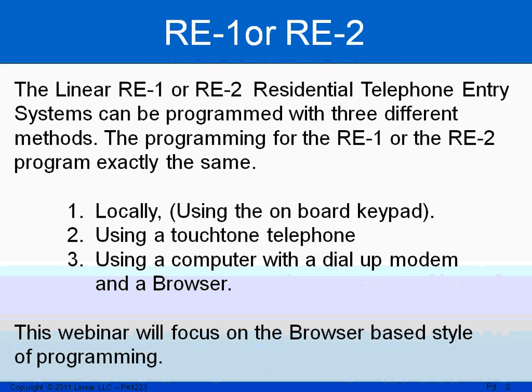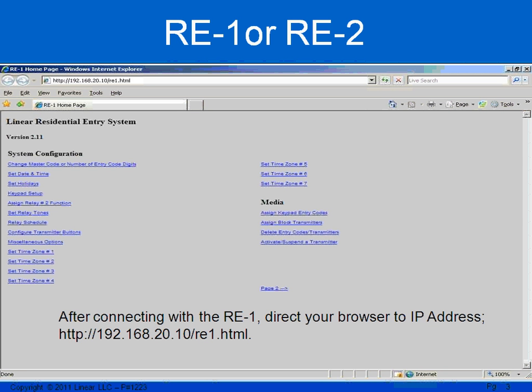The RE1 RE2 telephone systems can be programmed with three different methods. You can program it locally using the keypad on the front of the unit, you can program it using a touch-tone telephone, or you can program it with a computer that has a dial-up modem and some sort of internet browser. It's important to know you're not using the internet when using the computer. You're just using the browser capability of the machine. The RE1 and RE2 both program exactly the same way, and in this webinar we're going to focus on the browser-based style of programming.